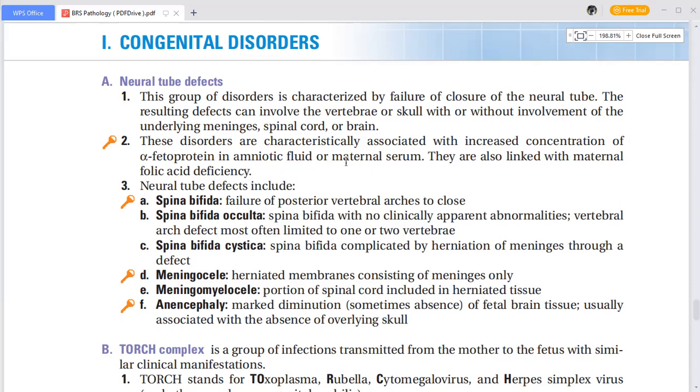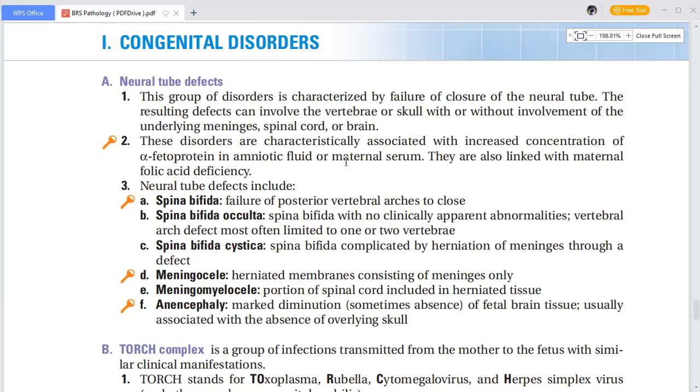In short, in layman's terms, we have spina bifida. Spina bifida we know is a failure of closure. Now, that failure of closure of the posterior vertebral arches is divided into severe or mild. So mild, you have spina bifida occulta, and then the severe one is the one that we just call spina bifida in general.